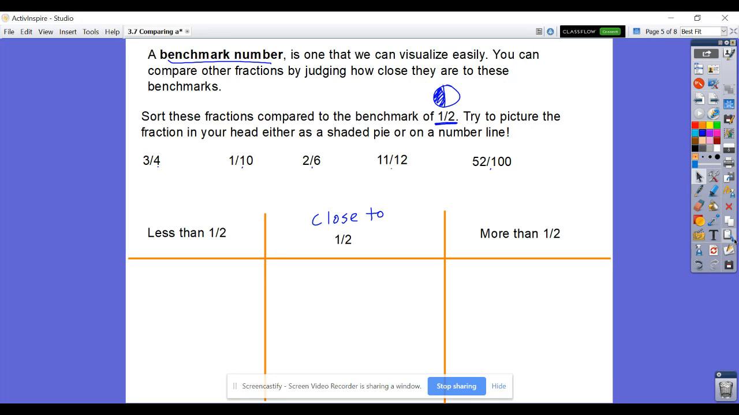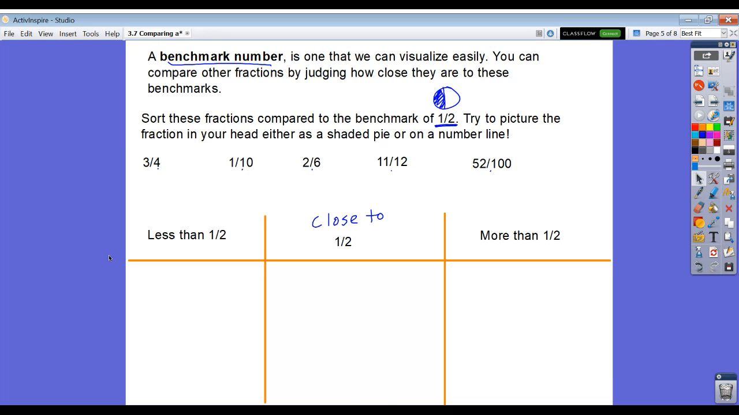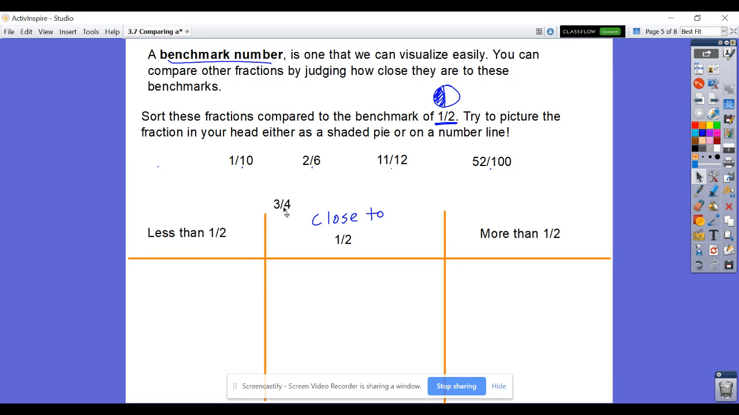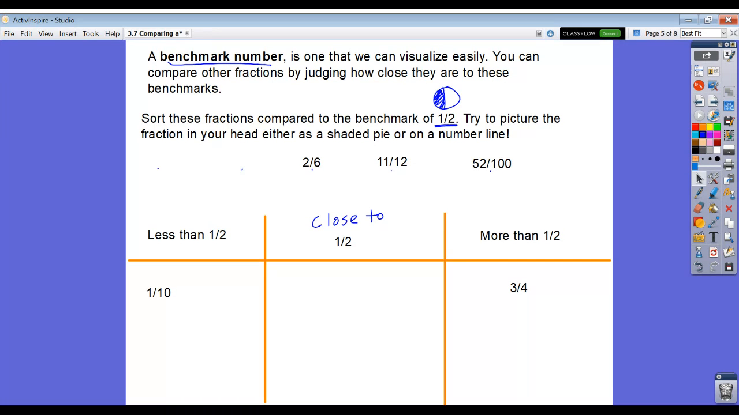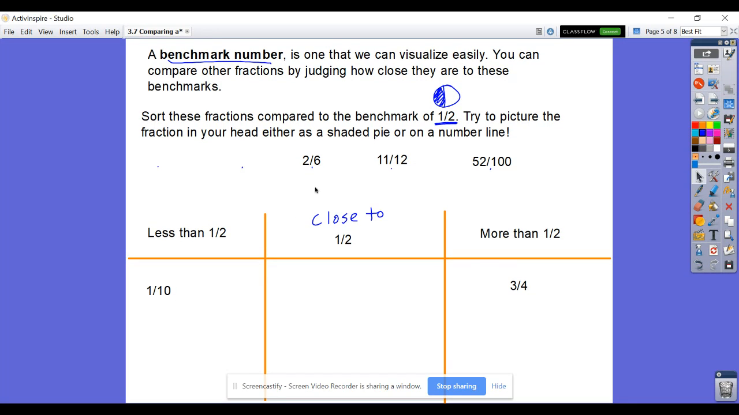So I know 3/4 is almost a whole, right? So I'm going to go ahead and sort that as more than a half. 1/10, that's almost 0. So I'm going to put that less than a half. 2/6, so I have to think, well, 1/2 would be how many sixths? 1/2 would be 3/6. So this is a little less than a half, but just barely, right?